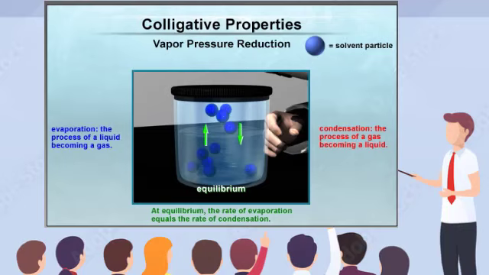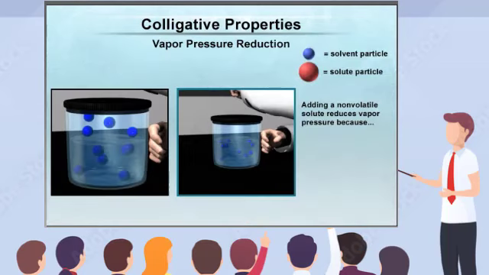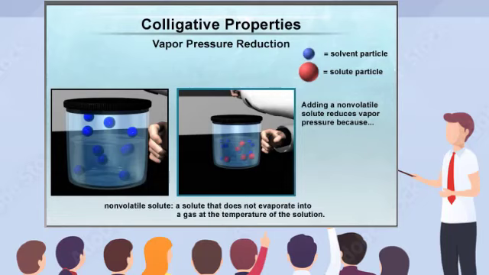At equilibrium, there is no net change in the number of molecules in the gas and liquid phases, although molecules continually evaporate and condense. The pressure of the gas molecules within the container at this time is known as vapor pressure. Adding a non-volatile solute, such as sugar or salt, to the solvent reduces the solvent's vapor pressure. The term non-volatile means that the solute does not evaporate into a gas at the temperature of the solution.